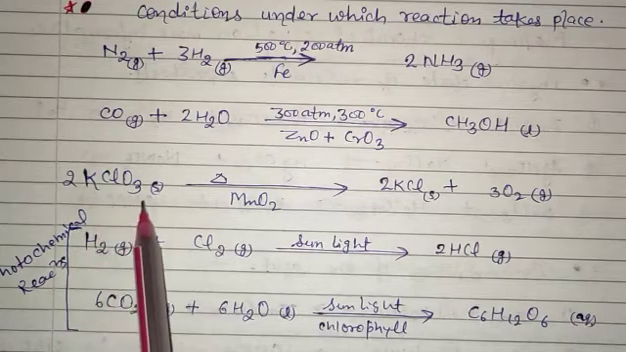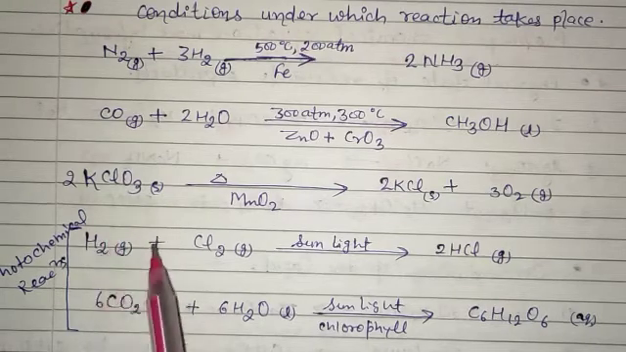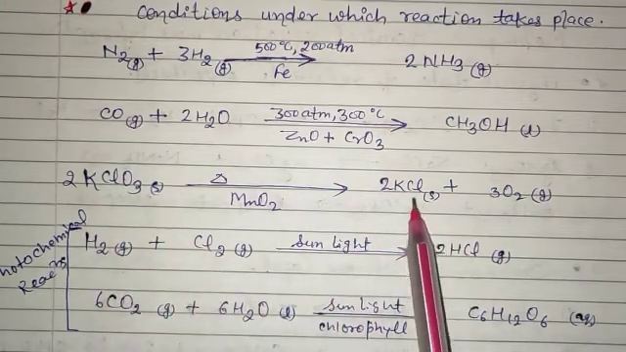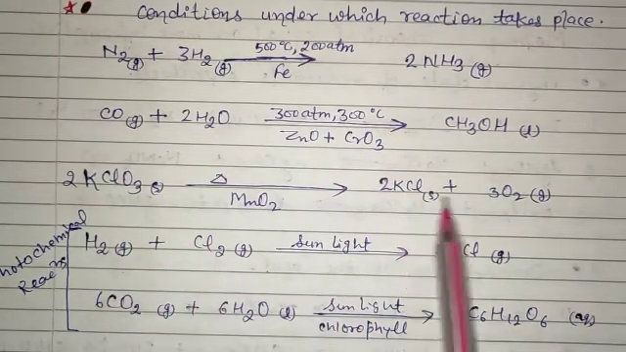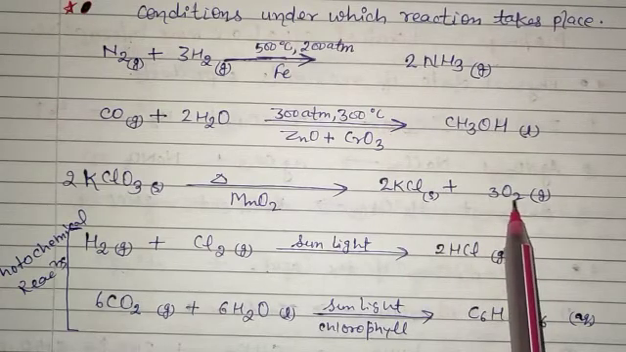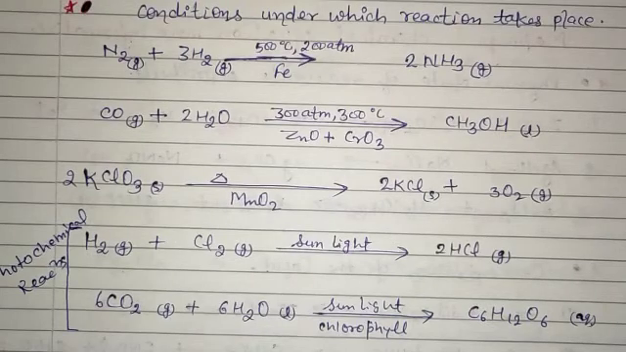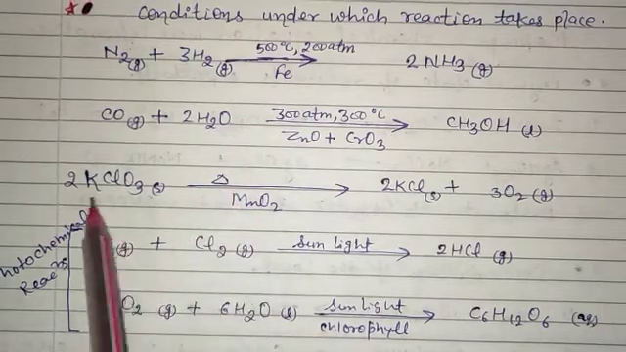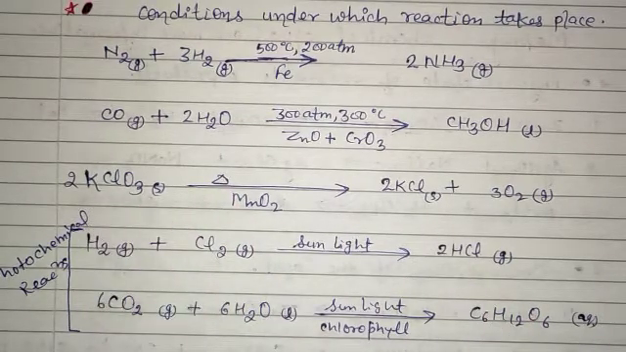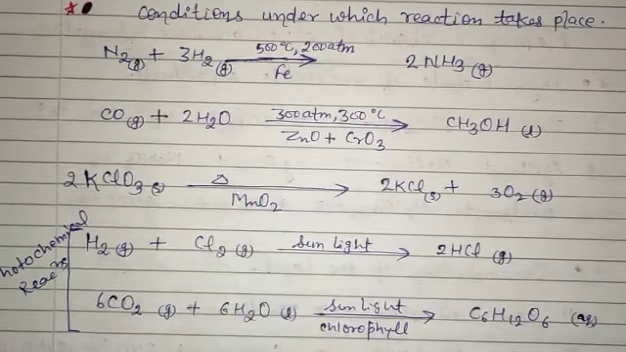In the case of potassium chlorate, on heating it decomposes into potassium chloride and oxygen. Here MnO2, manganese dioxide, acts as a catalyst, and with elevated temperature on heating, this decomposition process becomes easy. So catalyst and temperature are the essential conditions for the reaction to proceed.